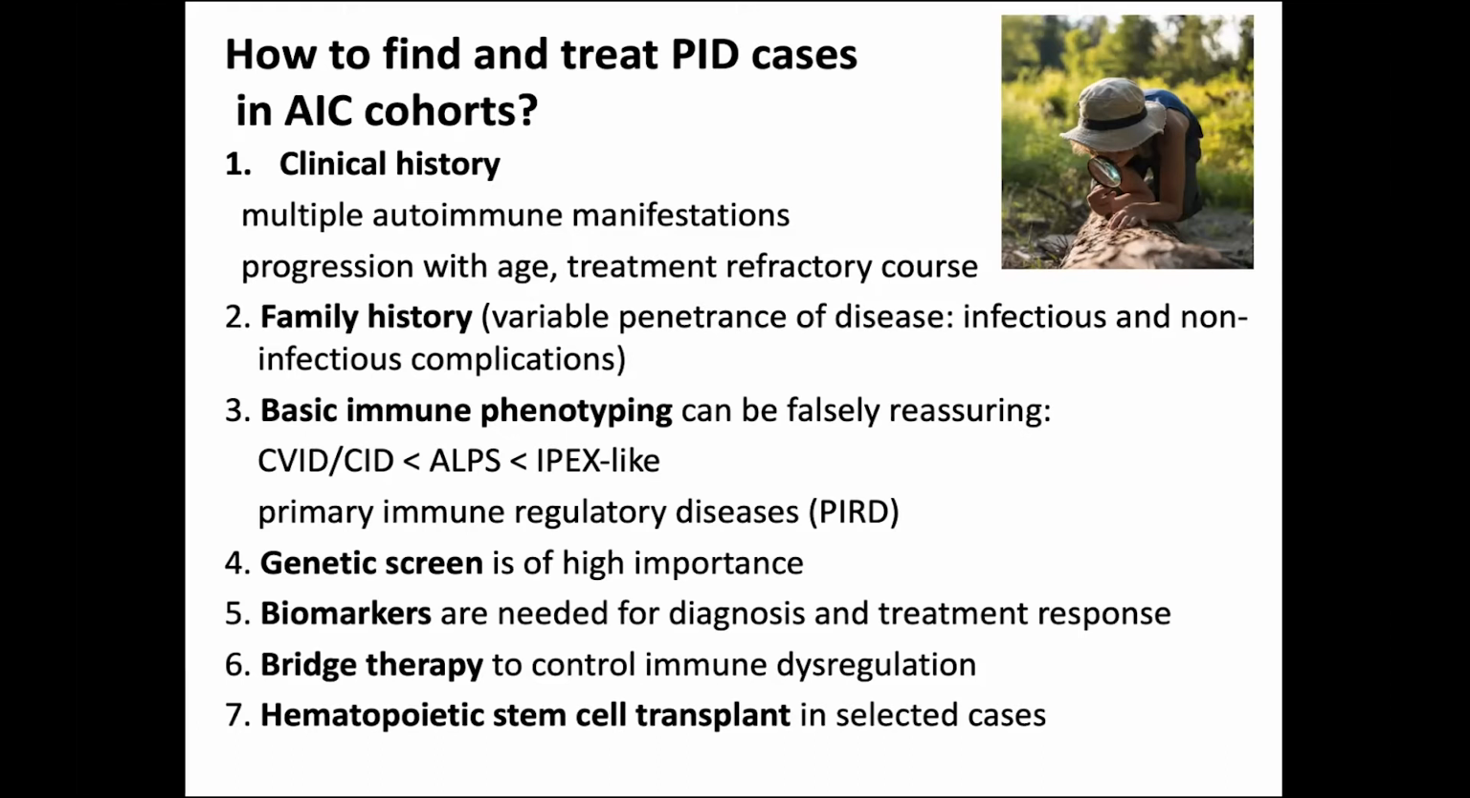It's not enough to find a patient with an immunodeficiency and cytopenias. It's important to treat them properly and see if the treatment is working. Most of the time, these patients go on bridge therapy to control their immune dysregulation, but it's not uncommon that patients may have to move to hematopoietic stem cell transplant or bone marrow transplant in selected cases.